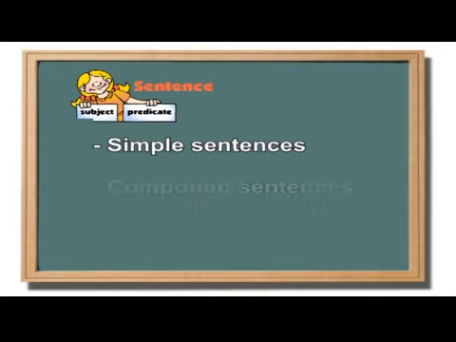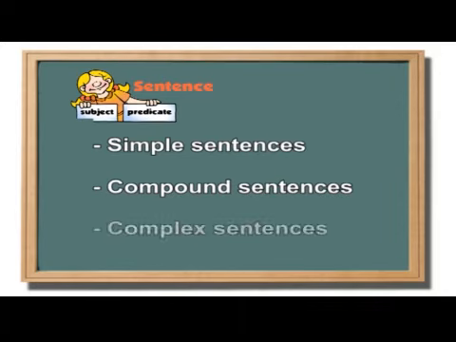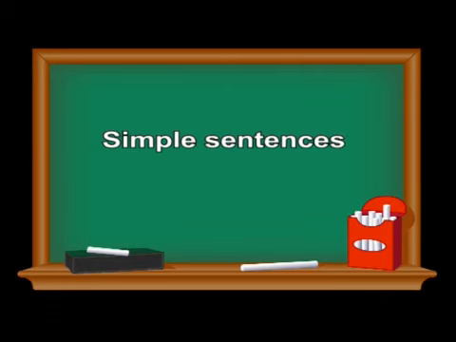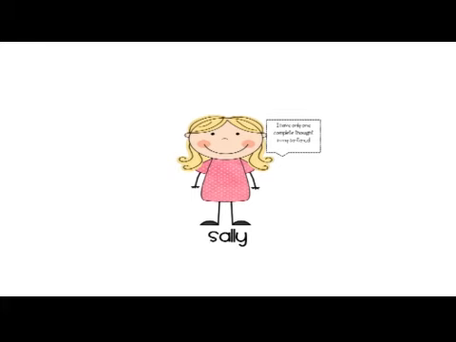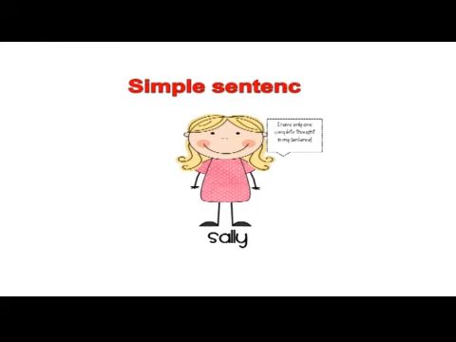Using these sentence fragments, sentences are structured in three different ways. They are simple sentences, compound sentences and complex sentences. We will now see each of them in detail. Simple sentence. As the name describes, the most basic type of sentence is the simple sentence. The most natural sentence structure is the simple sentence.